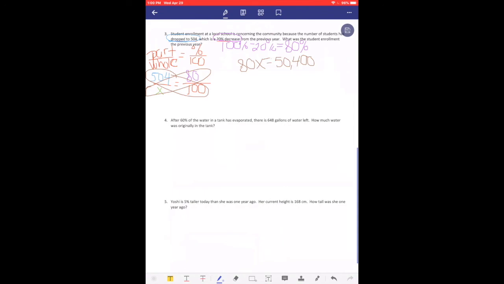To solve for x, I'll divide both sides by 80. It'll cancel on the left. When I do 50,400 divided by 80, I'll get 630. So x equals 630. And in this case, we're talking about student enrollment. So we can say 630 students.